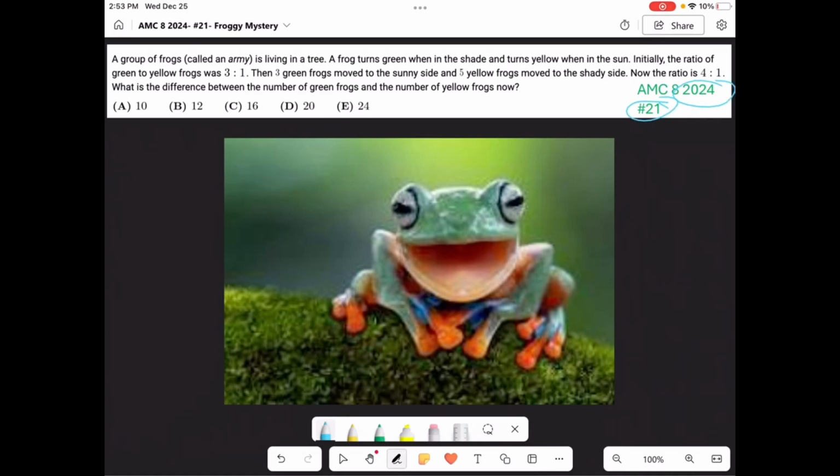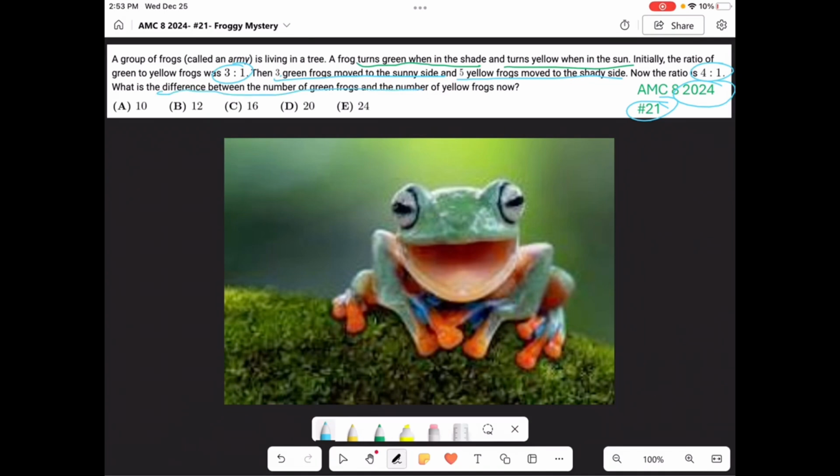A group of frogs called an army is living in a tree. A frog turns green when in the shade and yellow when in the sun. Initially, the ratio of green to yellow frogs was 3-1. Then 3 green frogs moved to a sunny side, so that means 3 green frogs turned yellow, and 5 yellow frogs moved to a shady side, so 5 yellow frogs turned green. Now the ratio is 4-1. What's the difference between the number of green frogs and number of yellow frogs now?